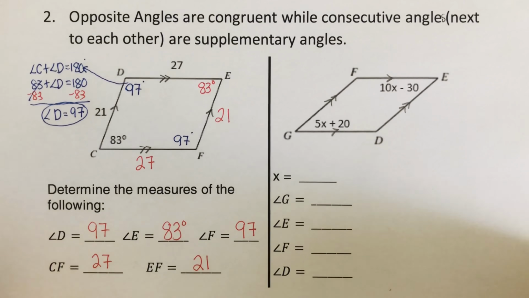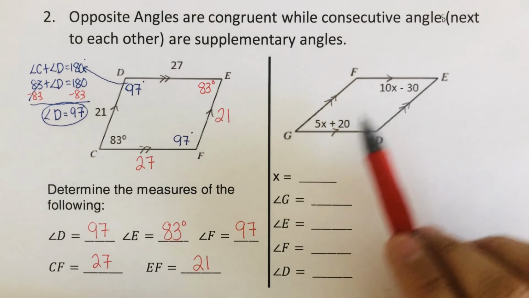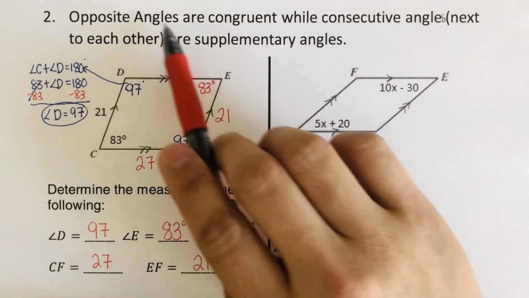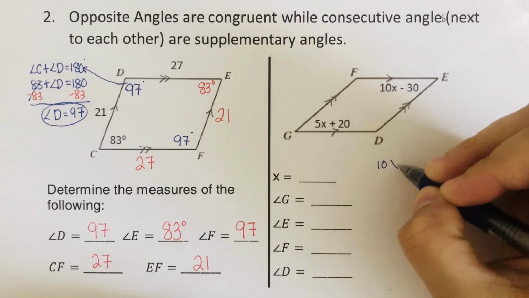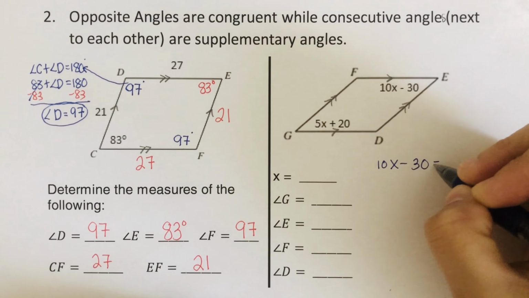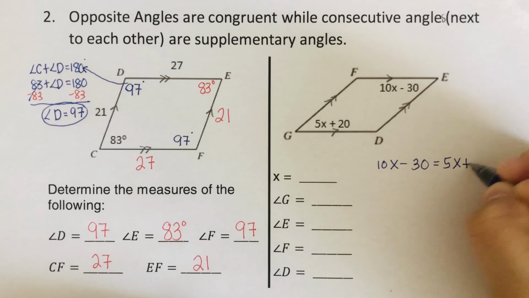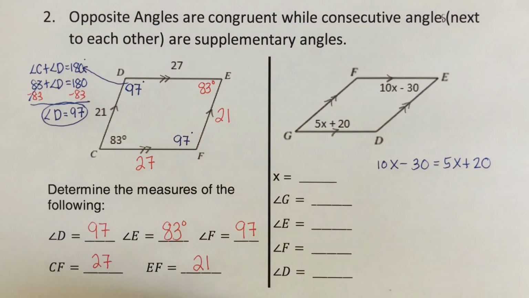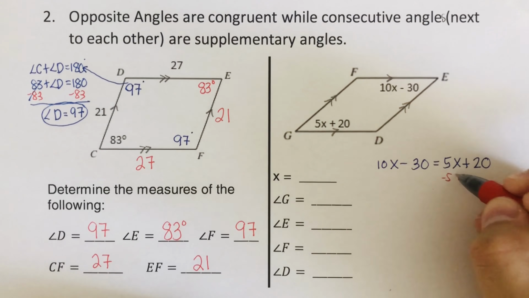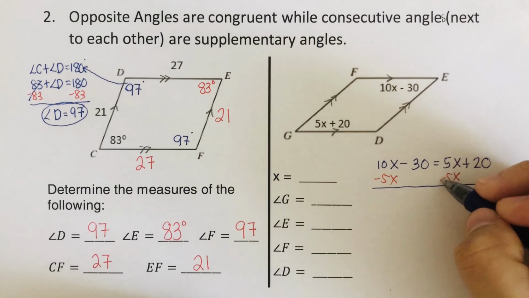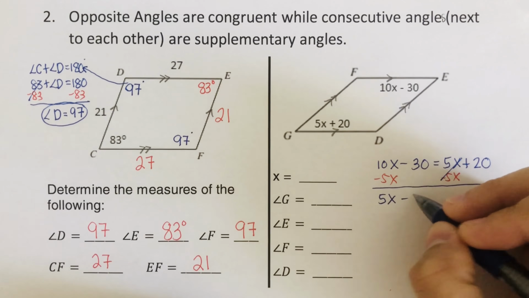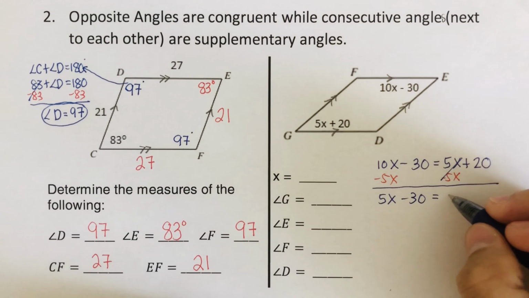Since these two angles are opposite from each other, remember opposite angles are congruent. Congruent means they're equal to each other. So I set them equal to each other. That would be 10x minus 30 equals 5x plus 20. So I subtract 5x from both sides, minus 5x and minus 5x. So I can cross the 5x out. I'm left with 5x minus 30 equals 20.